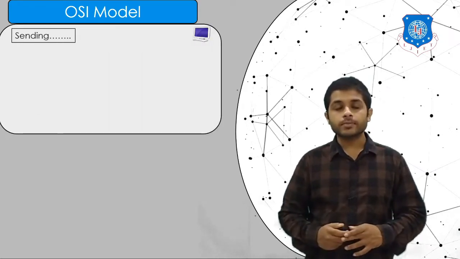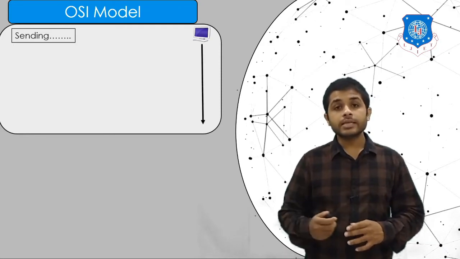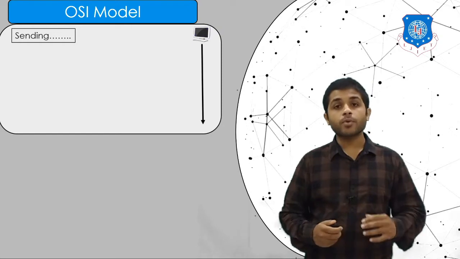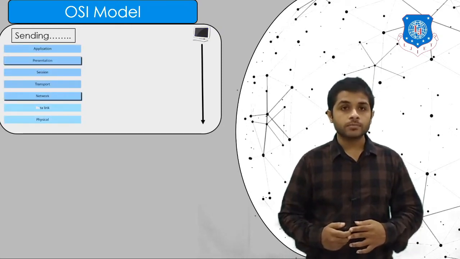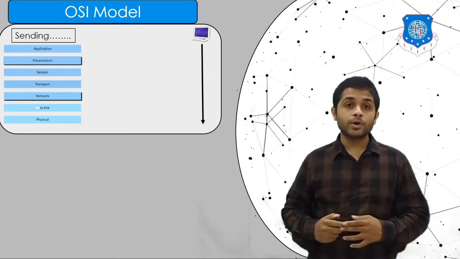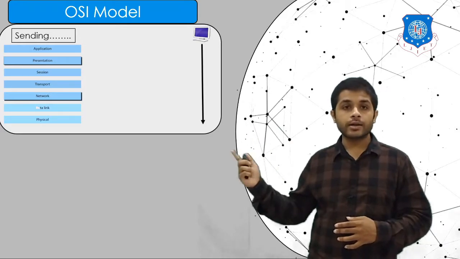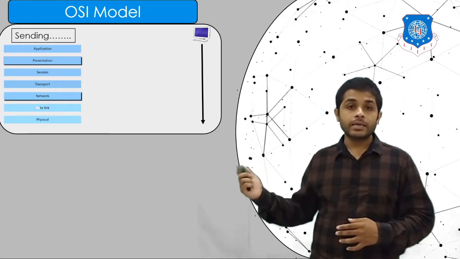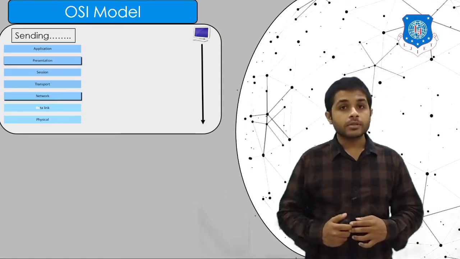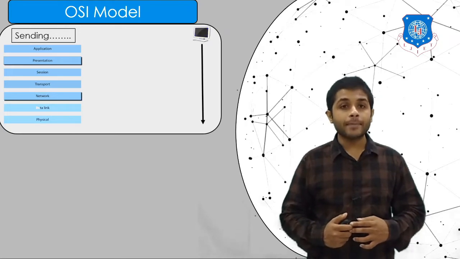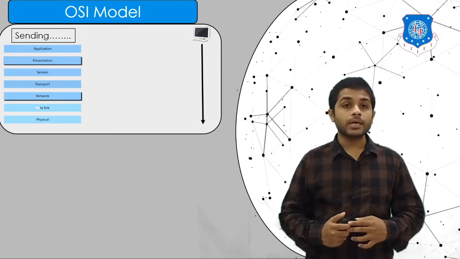As you can see on the screen, this device wants to send data. When the device sends data, data will pass through all the layers. You can see there is the OSI model. The top layer of the OSI model is the application layer. After that, presentation, session, transport, network, data link, and the physical layer. When a device sends any data, the data will pass from the application layer to the physical layer, which means the flow of the data is from top layer to bottom layer.